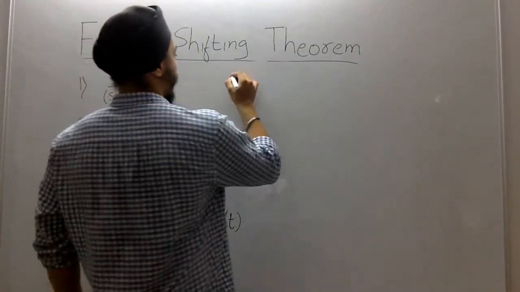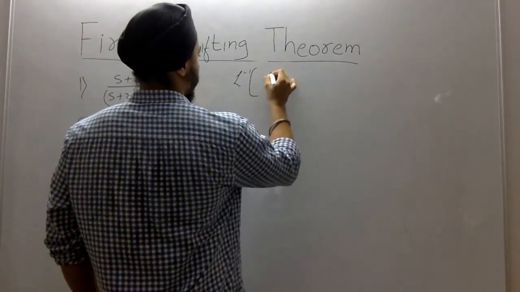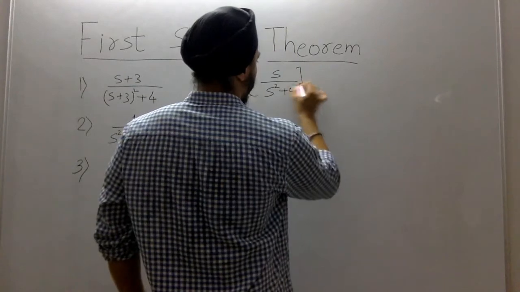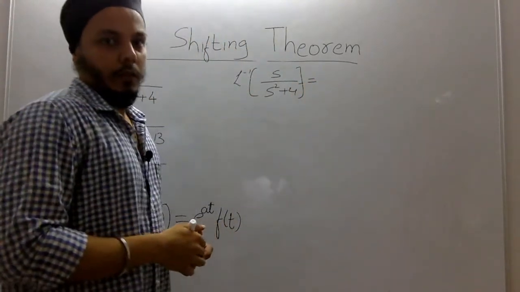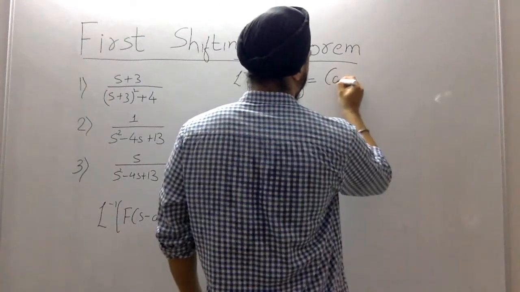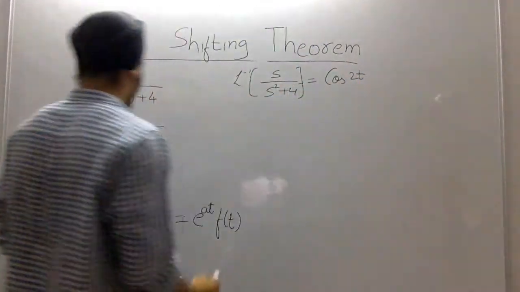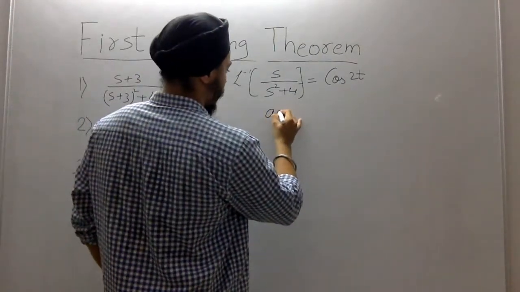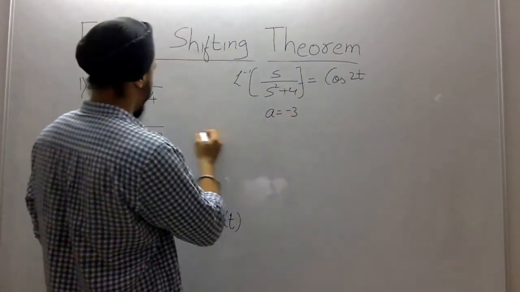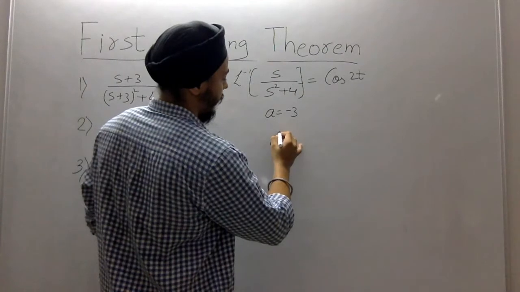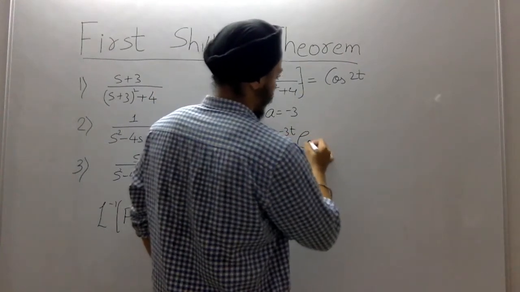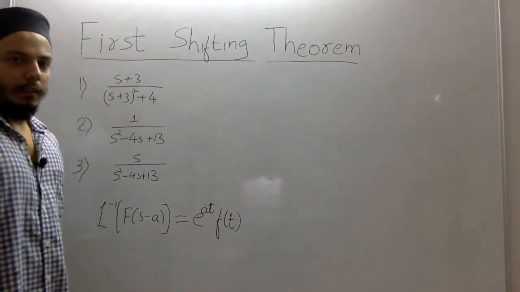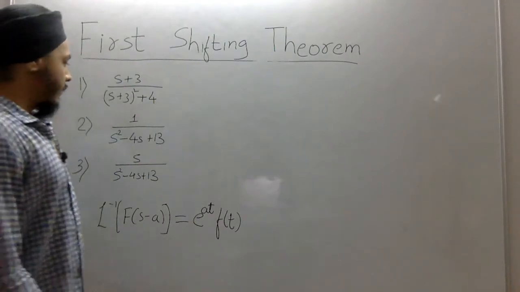Now we know that the Laplace inverse of s over s square plus 4 is equal to cos 2t. So here our a is equal to minus 3. Hence the Laplace inverse will be e to the power minus 3t cos 2t. Now let us find the second function.